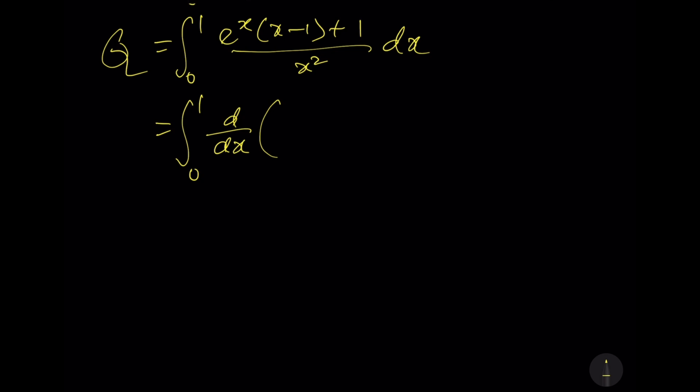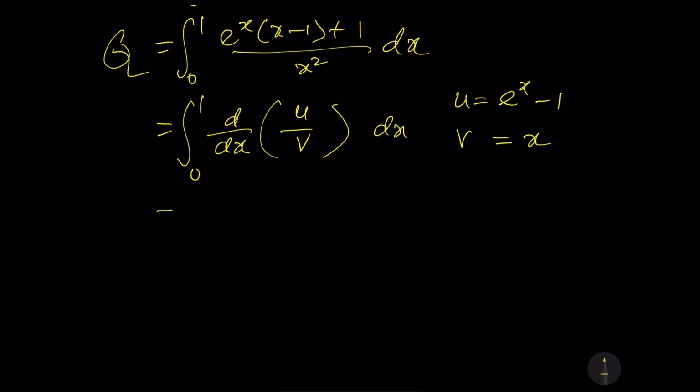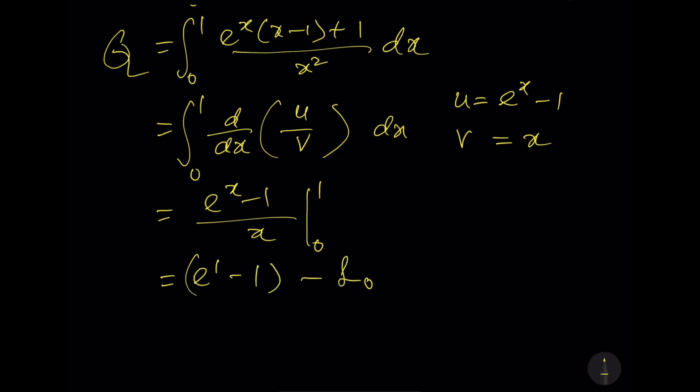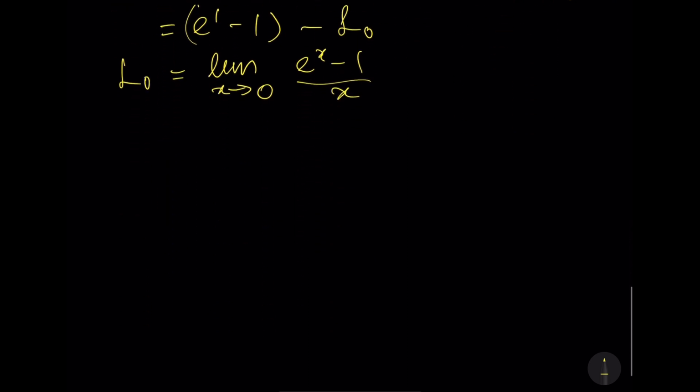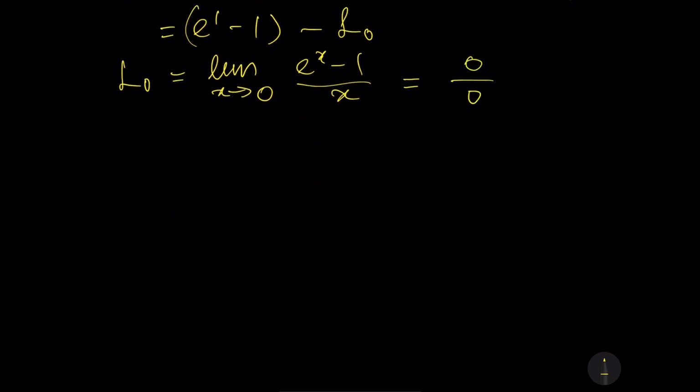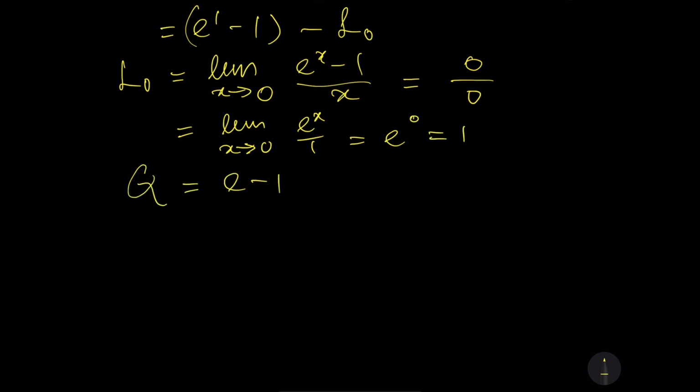Of the derivative of u divided by v with respect to x, dx, where u equals e power x minus 1 and v equals x, which equals e power x minus 1 divided by x for x equals 0 and 1. Putting x equals 1, we have e power 1 minus 1 minus L0, where L0 is the limit as x goes to 0 of (e power x minus 1) divided by x. Put in x equal to 0, we have 0 divided by 0. Apply L'Hopital's rule. It becomes the limit as x goes to 0 of e power x, which is e power 0, which equals 1. Therefore, Q equals e minus 1 minus 1.